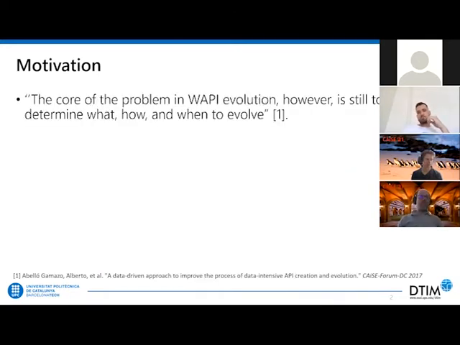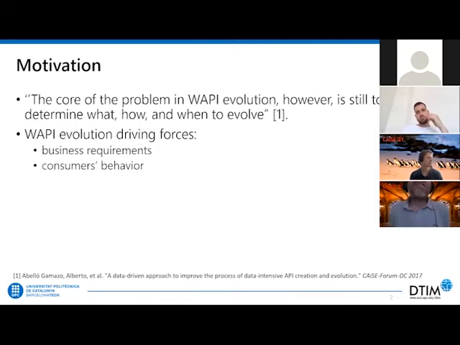Even though Web API evolution has gained a lot of attention, one of the main problems of this process is related to the provider's decision on how, when, and what to evolve in their Web APIs. Two of the main driving forces of Web API evolution are requirements from the companies that are exposing the data or services via these Web APIs, and secondly, the behavior of the consumers that access several endpoints of the Web APIs every day. In our work, we focus on the second one, analyzing consumers' behavior, so that the providers can take it into account when planning the new releases of their Web API.